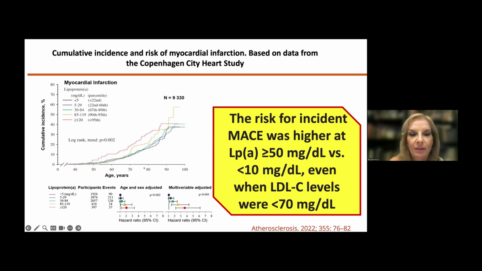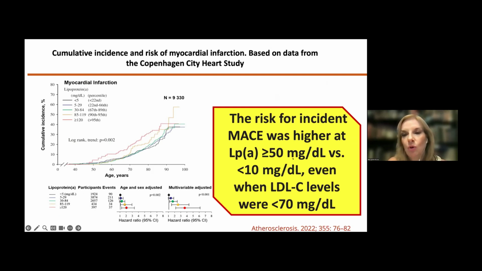And this data are adjusted by age and sex, and other multivariable cofactors. So you can tell here that individuals with very low levels of LPA, less than 5, have the lowest risk, in contrast to individuals with LPA levels more than 120, where the risk is blasted off.